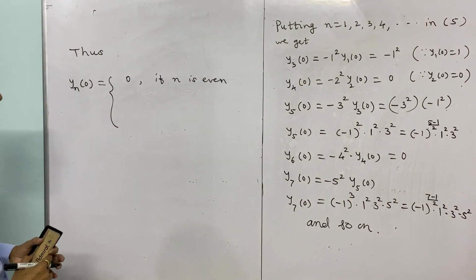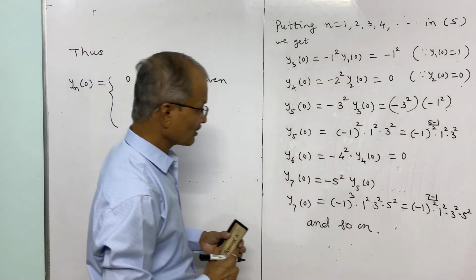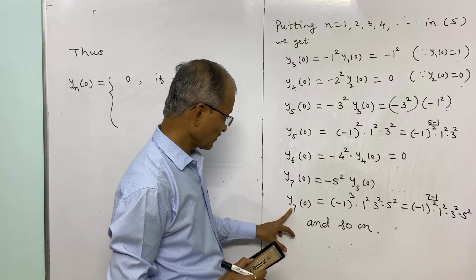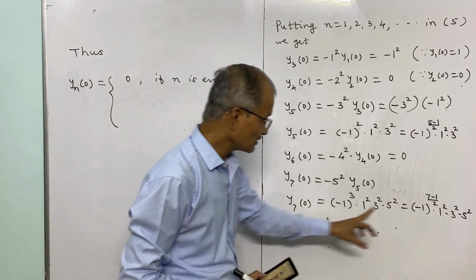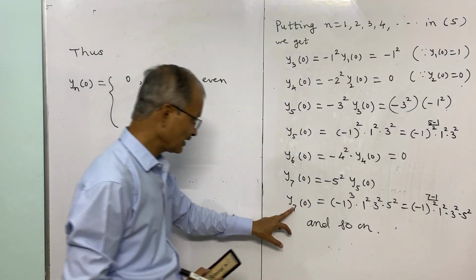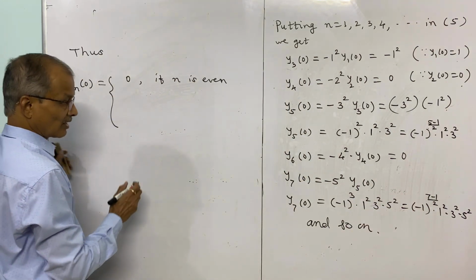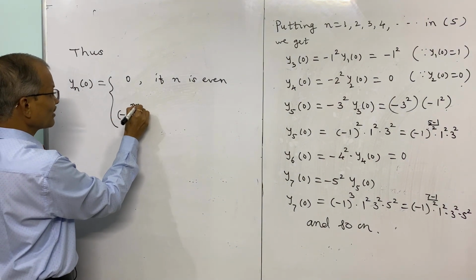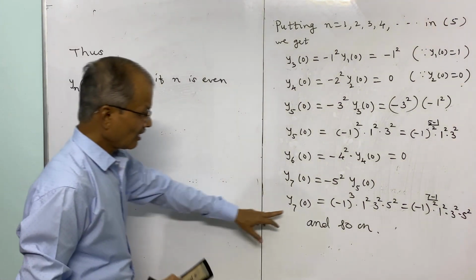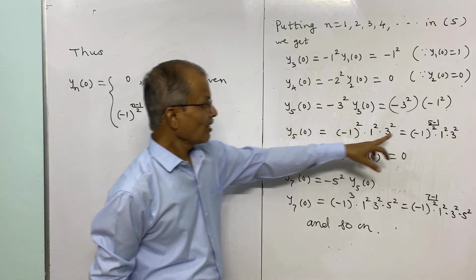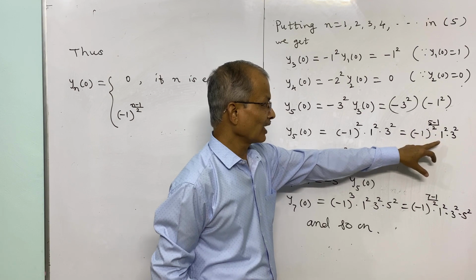And what happens if n is odd? If n is odd, the terms will be like this. So this term you may observe, it is y7. It is 7 minus 1. Minus 1 power is 7 minus 1 by 2. And if n is odd, then it will be minus 1 to the power n minus 1 divided by 2. For fifth order derivative, 5 minus 1 divided by 2, and so on.